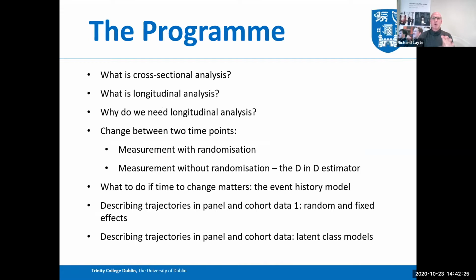So what about if I go through the first few sections there about what's cross-sectional analysis and what's the problem with cross-sectional analysis? There isn't necessarily a problem. Why do we need longitudinal analysis? What is it? And then maybe if I go through the change between 2 points material, and then we stop, and then people can ask questions or make comments, and we'll have a little interaction session then.